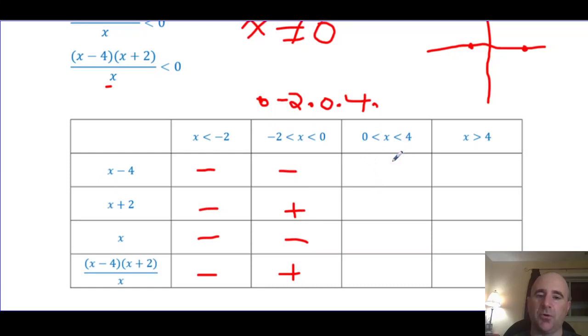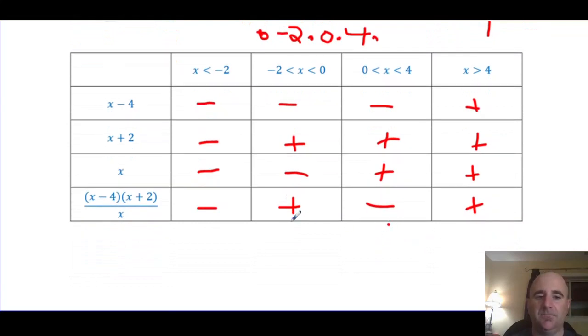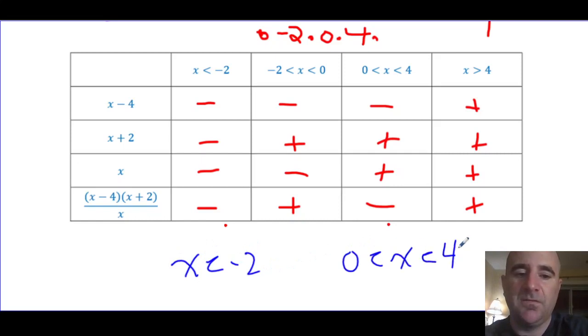Think of a number between 0 and 4, like 1. We would have a negative value, a positive, and a positive, which gives us a negative. And then finally, think of a number greater than 4, like 5. We will have a positive, a positive, and a positive, which gives us a positive answer. Now, in this question, we were looking for when it is less than 0. Well, that happens right here and right here. And so our two solutions are either x is less than negative 2 or x is between 0 and 4.